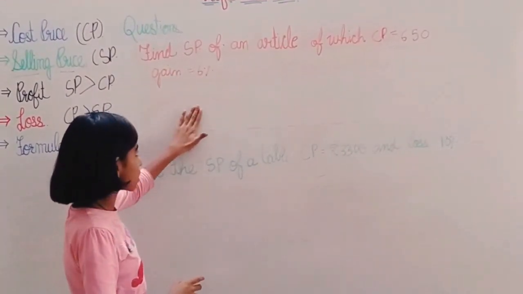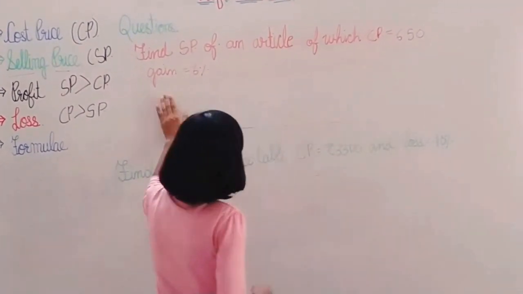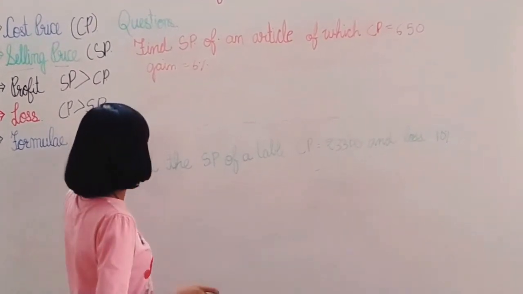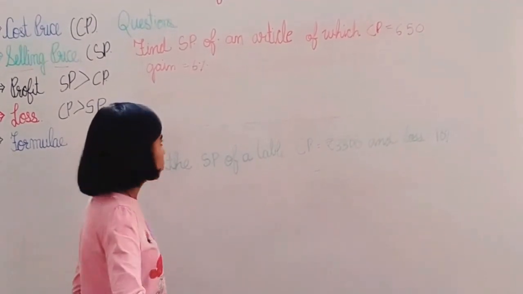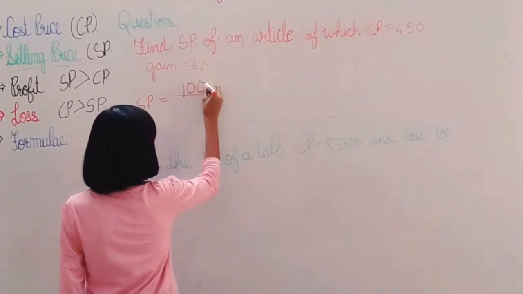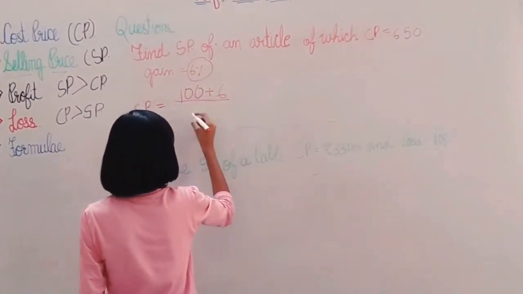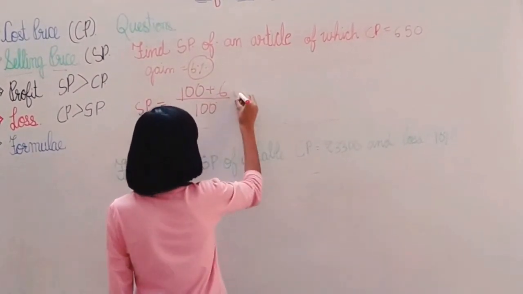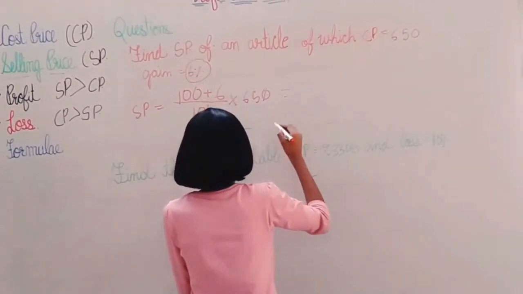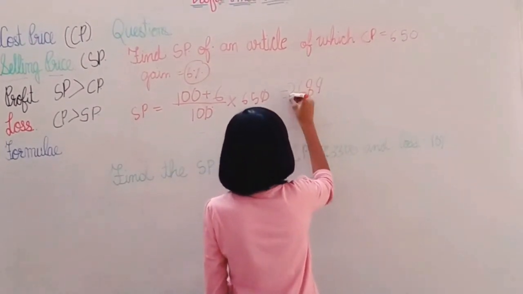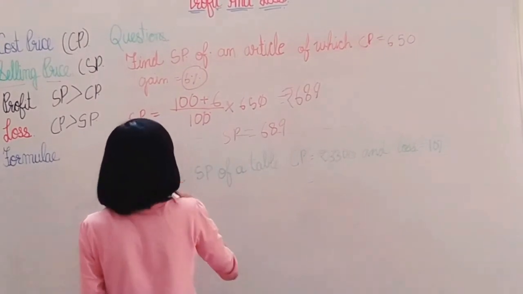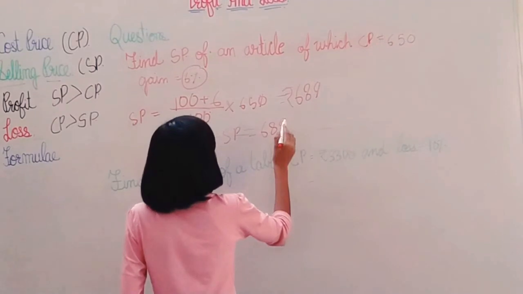So friends, the question is: find the SP of an article of which CP is equal to 650 and gain is equal to 6 percentage. The previous questions were to find the gain percentage, loss and loss percentage. In this question we have to find the SP, meaning selling price. So selling price is equal to 100 plus gain. We are in gain, so we will take 6, divided by 100, into cost price, which is 650. When we cancel out the 0 and do the calculation correctly, we get the answer 689 rupees. So the selling price is equal to 689 rupees.